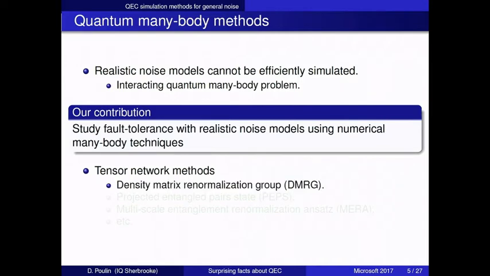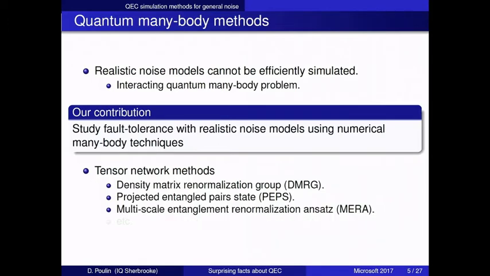So you may have heard about things like density matrix renormalization group, DMRG, or PEPS, or the MERA. So there's tons of acronyms. And we've used each of these tools in different contexts of quantum error correction. Okay? So I don't have time to explain what these tools are, but I just want to say, they're out there and we can use them for that type of research.